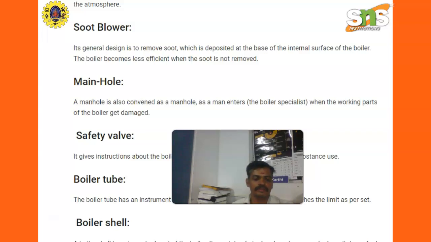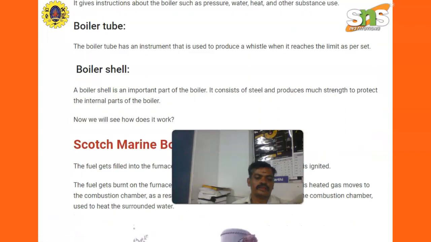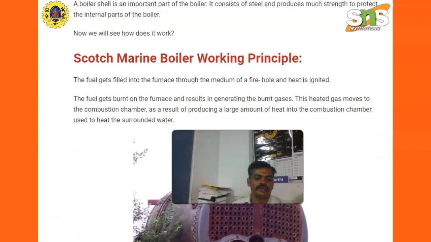Safety valve. It gives indication about the boiler such as pressure, water, heat and other substances used. Boiler tube. The boiler tube has an instrument that is used to produce a whistle when it reaches the limit as per the set value.